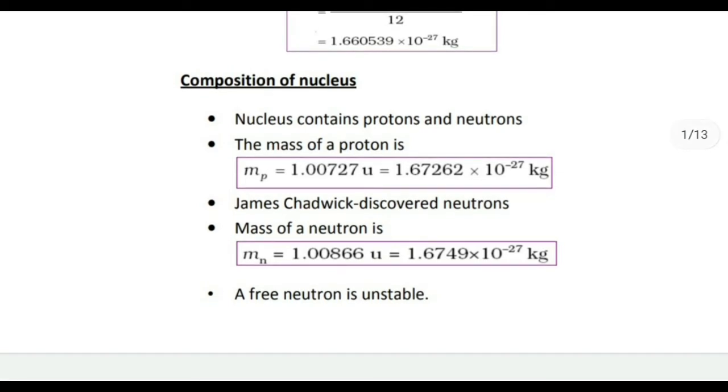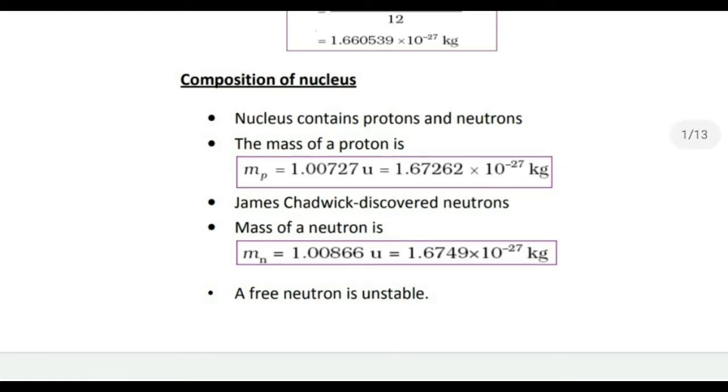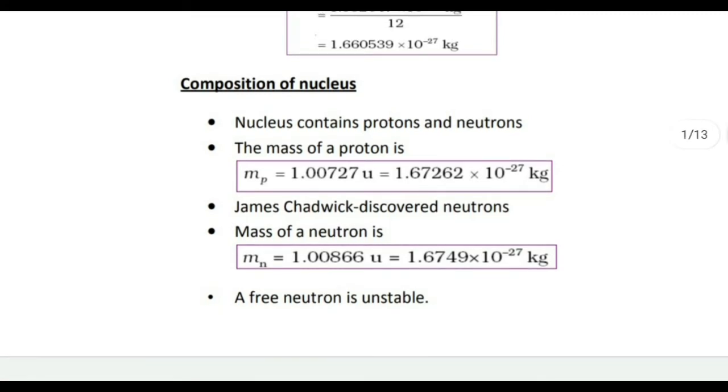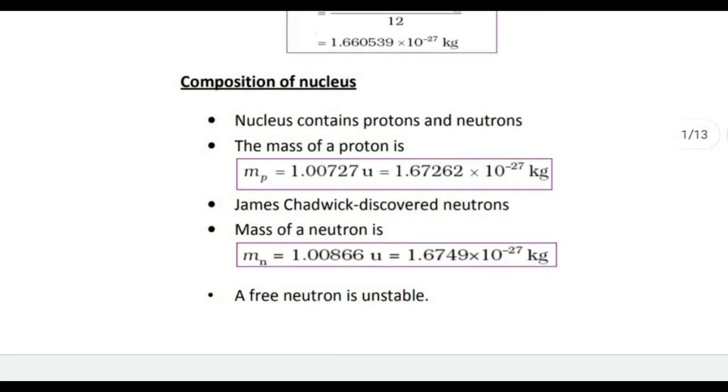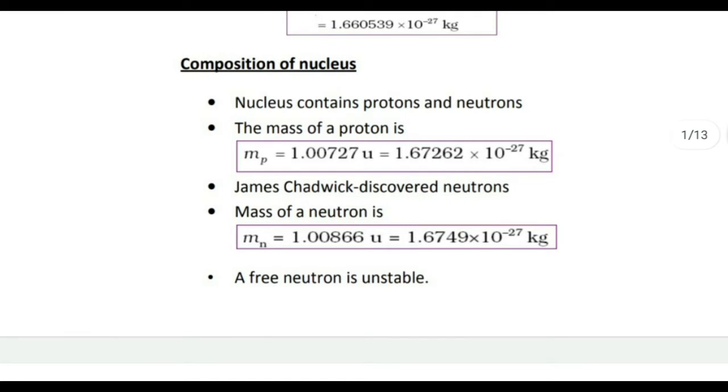So we can say that the mass of the proton and the mass of the neutron are approximately the same. When you look at the mass in kilogram, mass of proton is 1.67262 and mass of neutron is 1.6749 into 10 raised to minus 27. In that way, we say they are approximately the same. In some calculations, we take the mass of proton and mass of neutron to be the same, but in certain calculations, we have to take them as different.